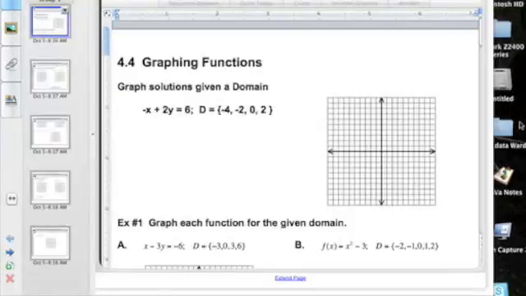Okay, these are our 4-4 graphing function notes. These are given on Tuesday, October the 5th.